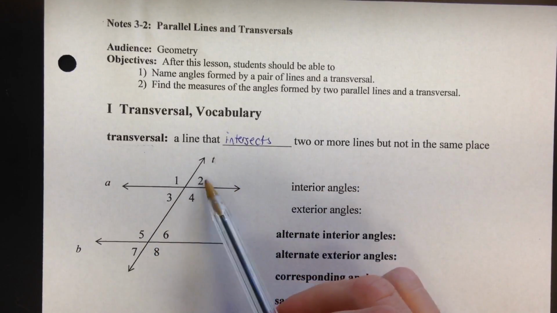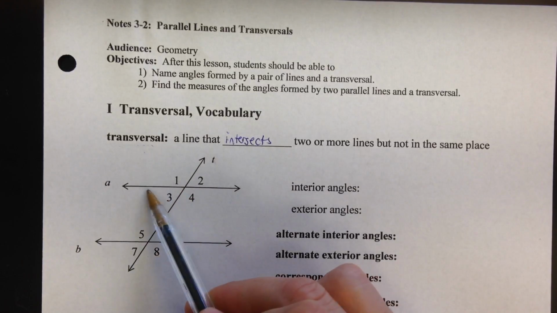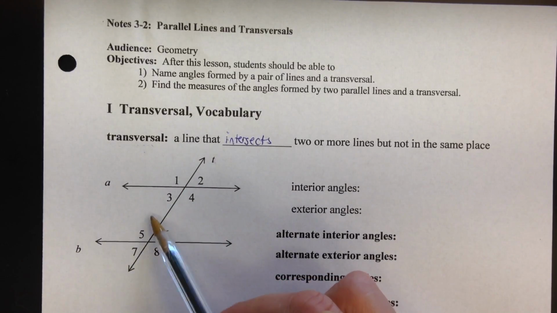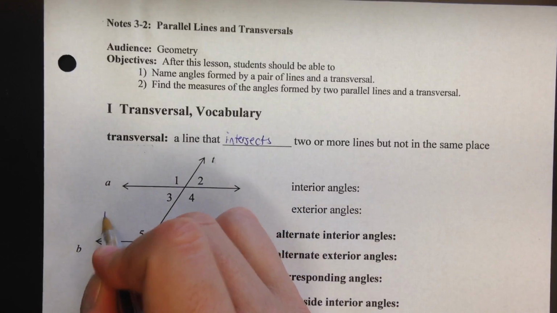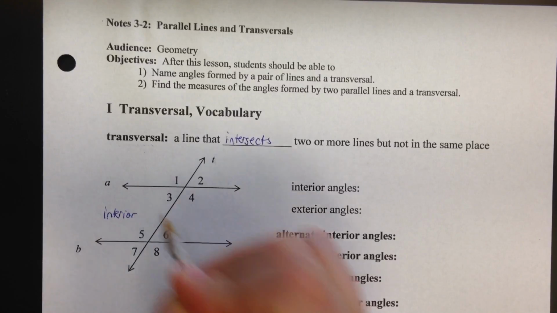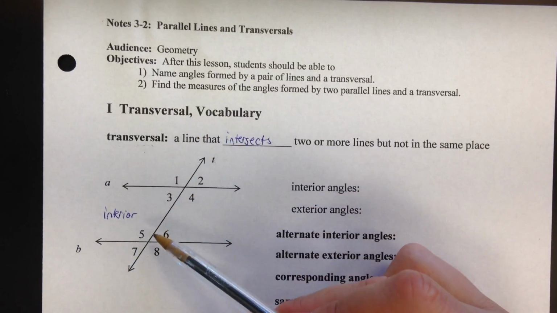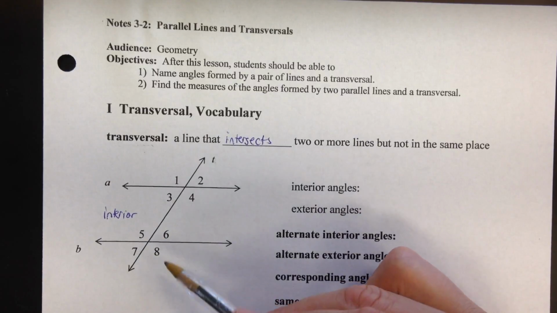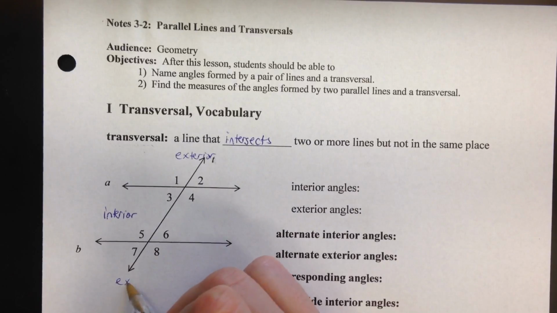And so we have different names for these types of angles. First of all, the area between the two lines, this is called the interior. So between the lines is your interior, and then outside the lines, which would be above and then below, that would be the exterior. So here's exterior, exterior.